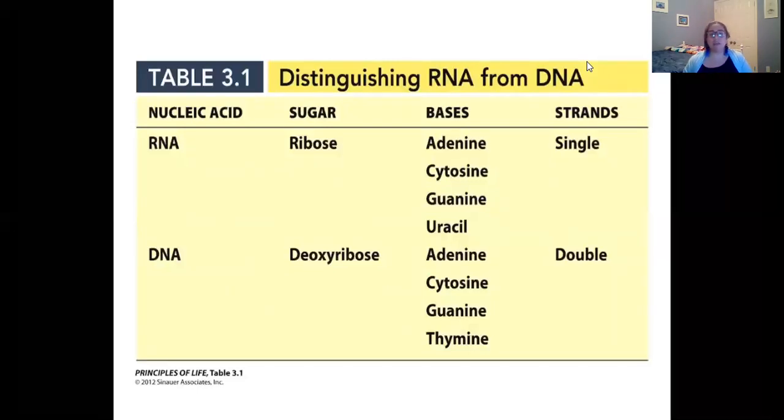Here are some things that help you to distinguish. This is a great FRQ question where I ask what's the difference between RNA and DNA. In RNA, the sugar is ribose, and the bases are A, C, G, and U for uracil. And RNA is always going to be single-stranded. In DNA, the sugar is deoxyribose, and we have adenine, cytosine, guanine, and instead of uracil, we have thymine, and DNA is double-stranded.